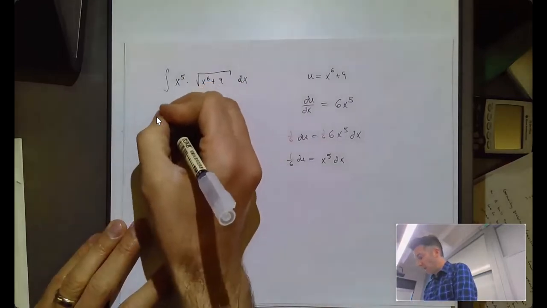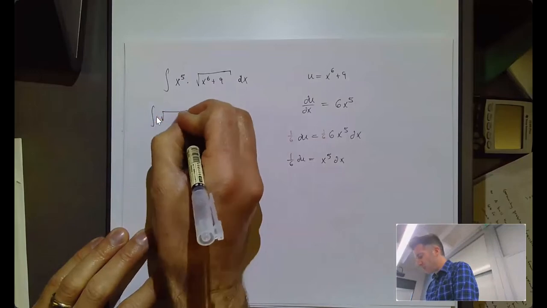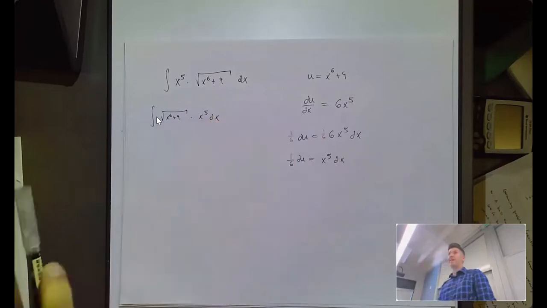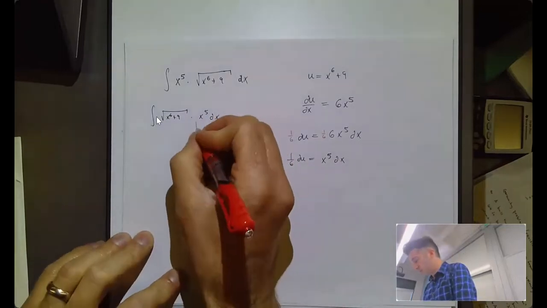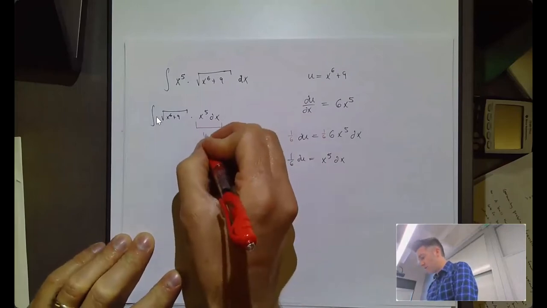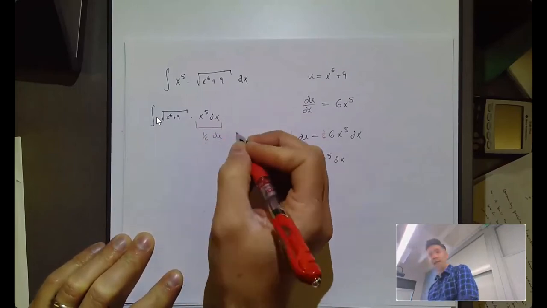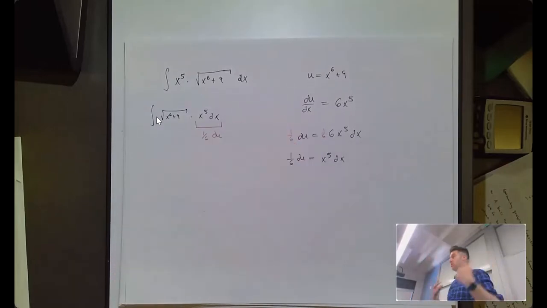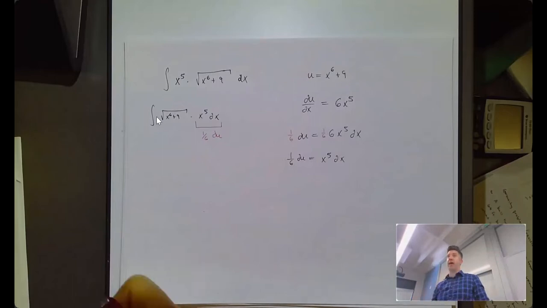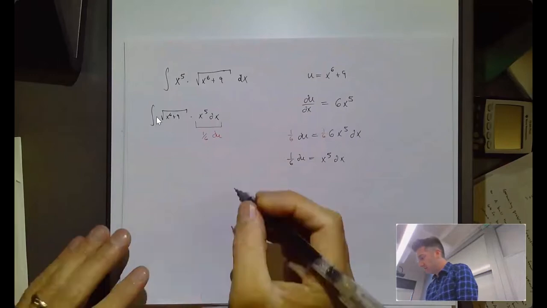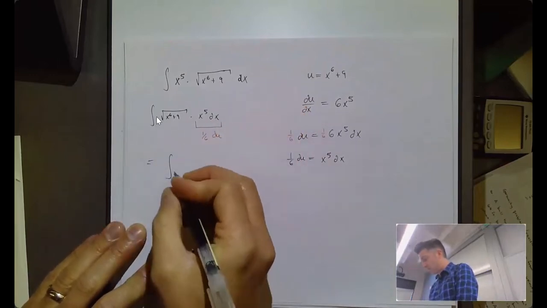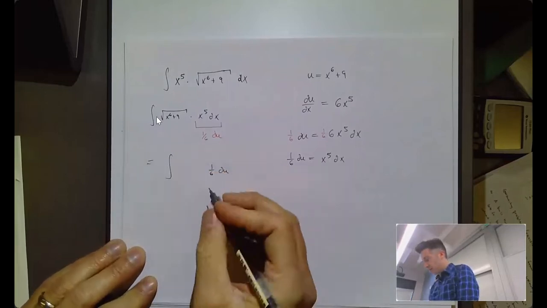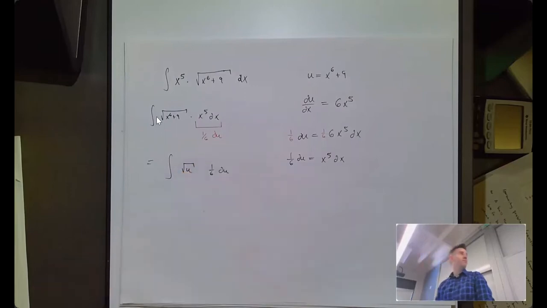So I'm going to rewrite this as, and I really do like reordering things so that the part that's my du kind of fits together. Again, it's not necessary. It's probably a waste of time. But I like to say, okay, that's my 1/6 du. It is super duper vital that the dx part changes into the du part. We have to make sure that happens. Otherwise, it's not going to be right. This is going to equal the integral of something times 1/6 du. And it's going to be the square root of u times 1/6 du.